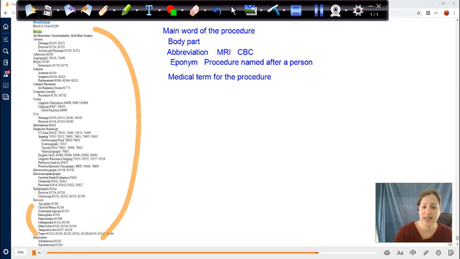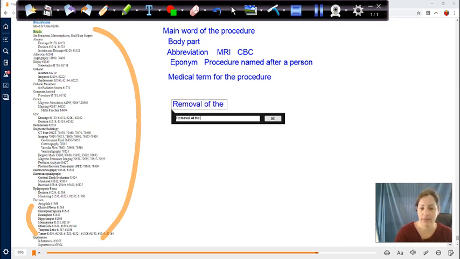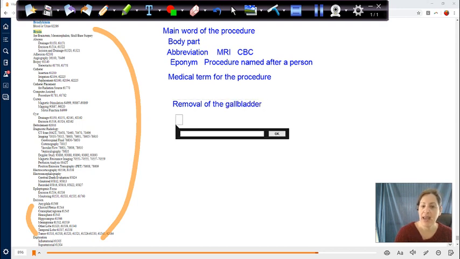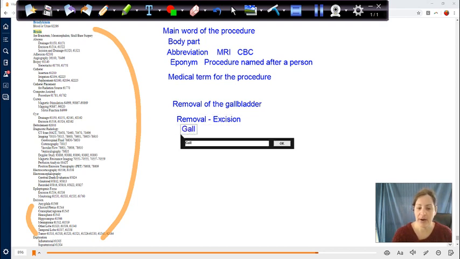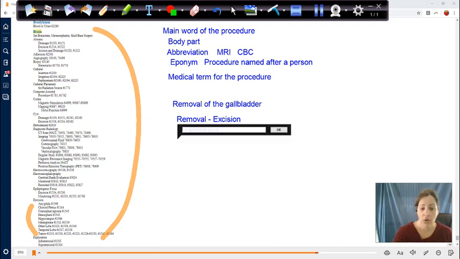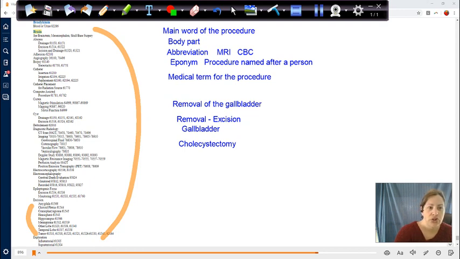So let's say we did a removal of the gallbladder. So the main word of the procedure, we did a removal. Same thing as an excision. Not sure which word it would be under. Could be under both, could be under just one of them. You could look up the body part. Or you could look up the medical term. So if I look up one of those, you look up a different one, somebody else looks up the third one, and we all find the right code. We all did it right.